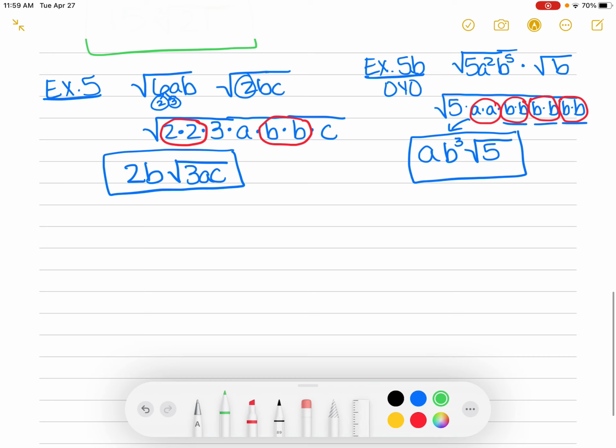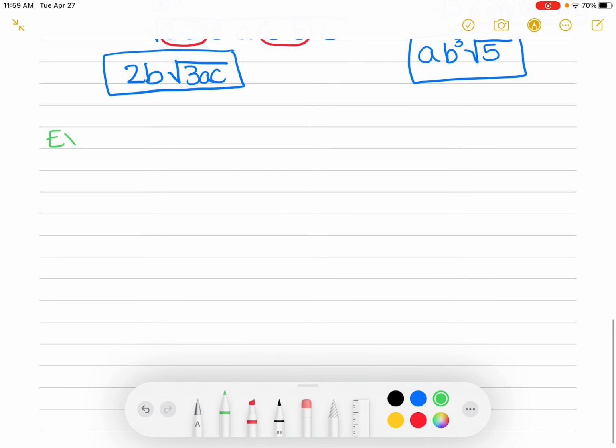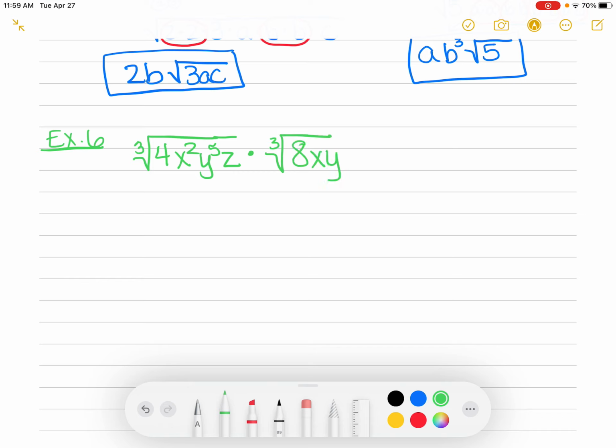Okay, last one, we're going to do example 6. And all these examples are in your book. Okay, we're going to simplify the cube root of 4x squared y to the 5th times z times the cube root of 8xy. Okay, so now when I write this, before I write them all together, I'm just going to go ahead and do a quick little tree because that just makes it easier for me. Okay, now I can do my cube root with all those numbers in it.